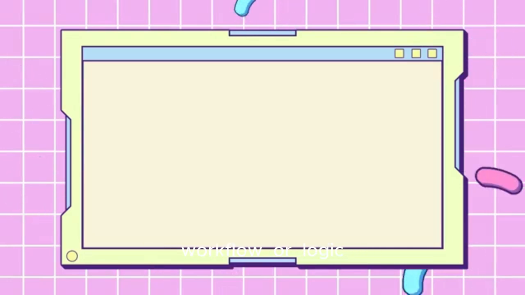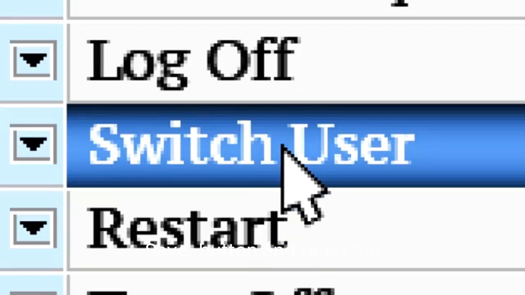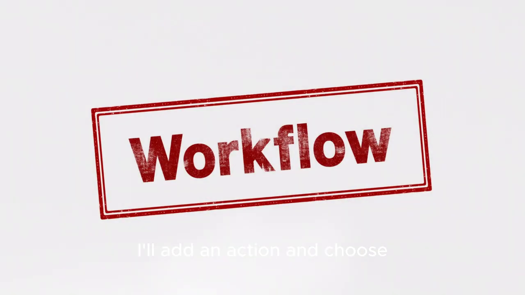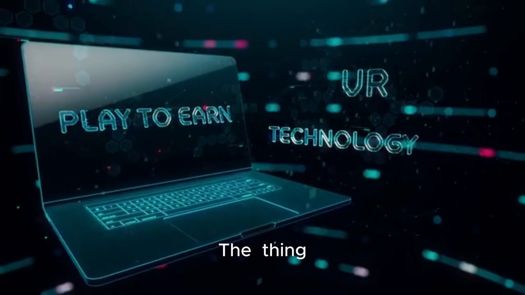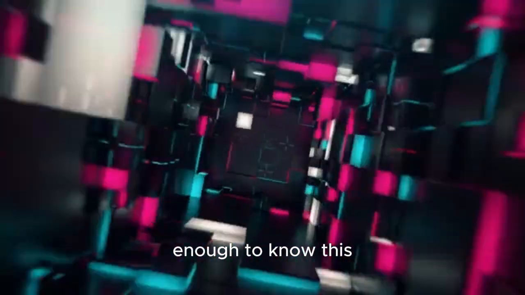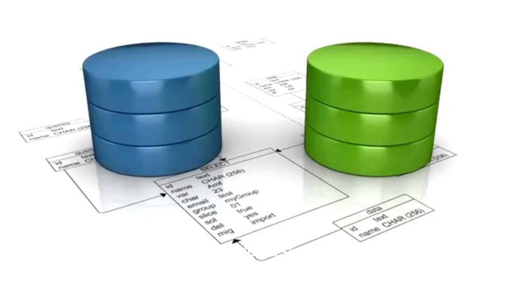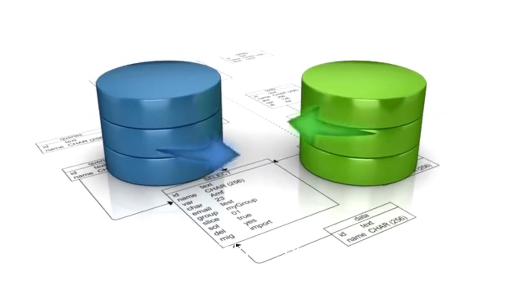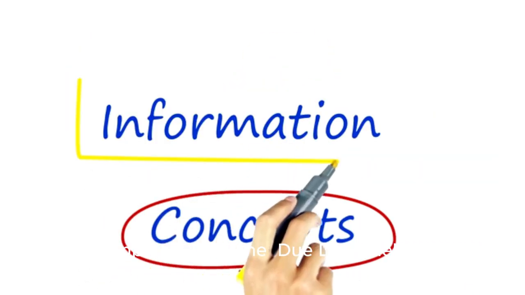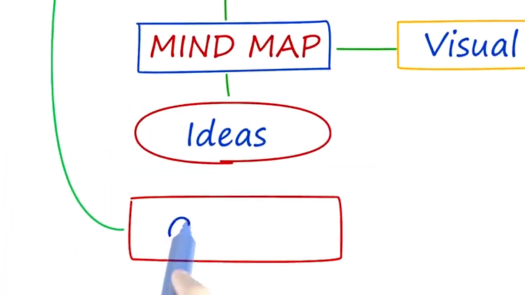This is where we define the workflow or logic. I'll select the Save button and open the workflow editor. Again, we can just describe what we want to happen. I'll add an action and choose Create a new thing. The thing we want to create is a new task. The platform is smart enough to know this. Now, we just need to map the form inputs to the fields in our database. So, the title input goes to the title field, the due date input goes to the due date field, and so on.